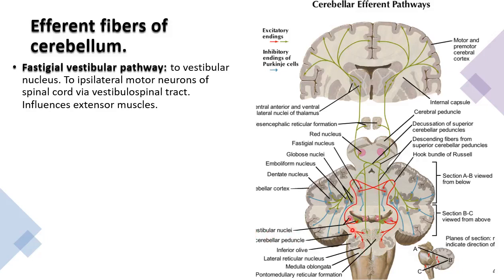From there, fibers go to the ipsilateral neurons of the spinal cord via the vestibulospinal tract. They influence the extensors. This is mainly responsible for maintaining your erect posture and the equilibrium. That is how they influence the motor neurons in the spinal cord through the vestibulospinal tract. So from the fastigial nucleus to the vestibular nuclei, you have medial and lateral vestibular nuclei. It is cut open for you to understand. Fibers arising from the vestibular nuclei form the vestibulospinal tract.